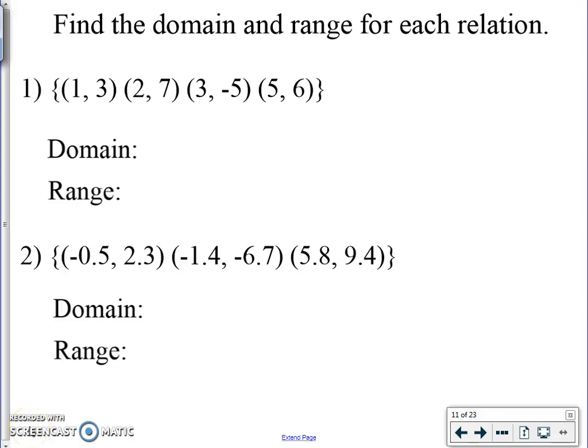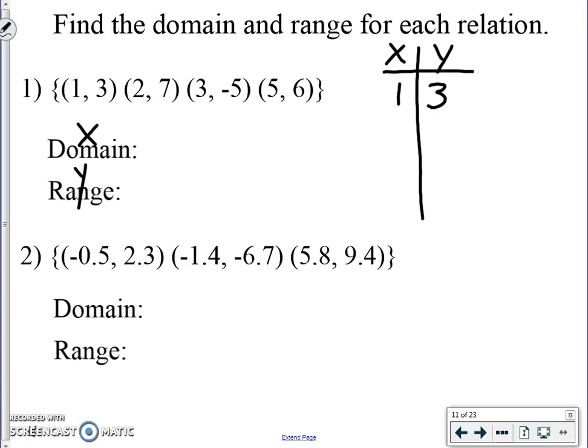All right, welcome to the second part of our lesson on 3.2, which is functions and relations. We're going to start off by finding the domain and range for each relation given. We're going to designate that domain as our x values and range as our y values. I have my x values listed, and just to help us, I'm going to create an x and y table for our values here. And when I look at it, I have the coordinates, the ordered pairs (1, 3), (2, 7), (3, -5), and (5, 6).